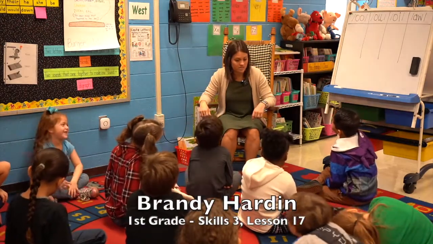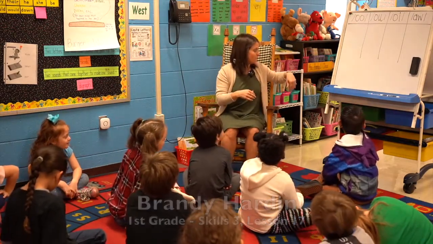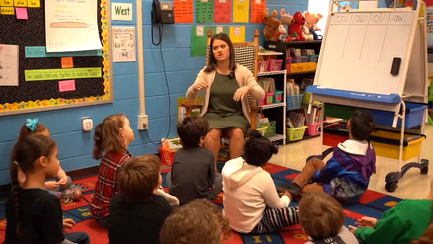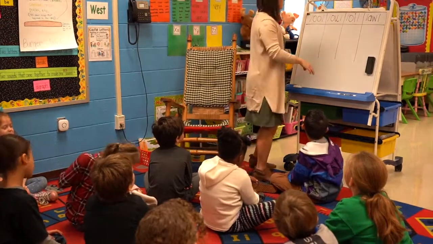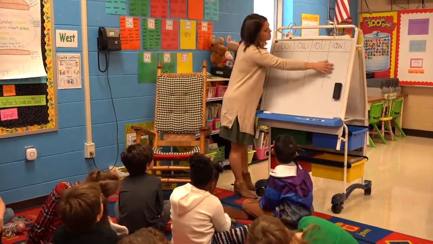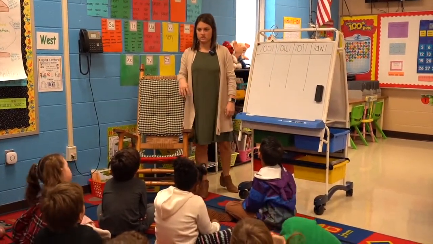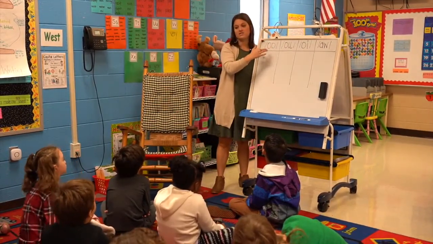All right, so we're going to go ahead and get started. I want you to look up here at my board. If you will look, you will see 4 different columns. And in each one of these columns, I have the 4 different sounds that we've talked about the last several weeks, okay? The first group we have is the double O sound.